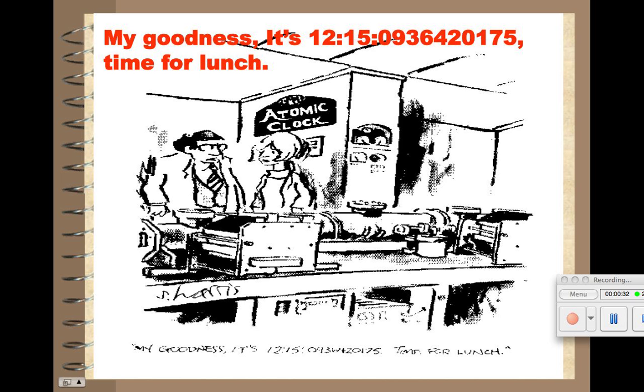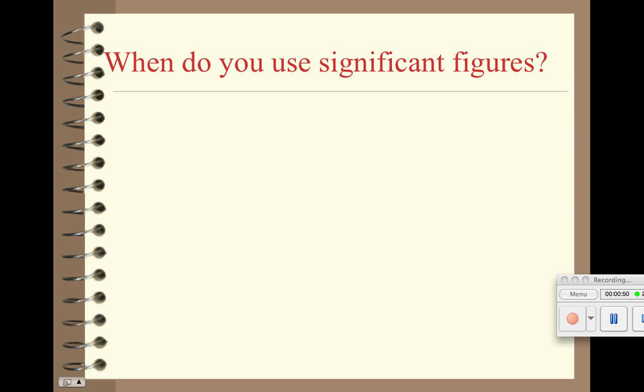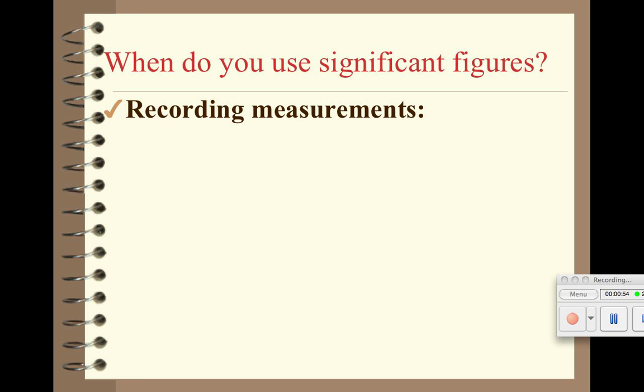So in the case of the atomic clock, this decimal place is determined by how accurate that particular clock is. The atomic clock obviously is very accurate, and so all of these digits are known, and this is an estimate. So when do we use significant figures? We use them when we're recording measurements.